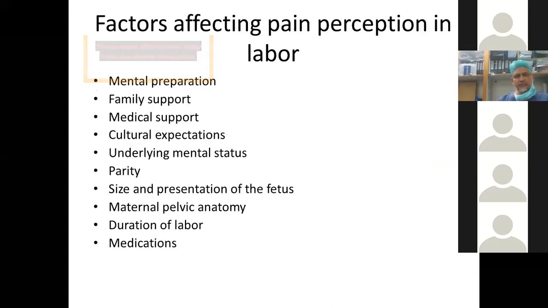Factors affecting the pain perception in labor: mental preparation, family support, medical support, cultural expectations, underlying mental status, parity, size and presentation of the fetus, maternal pelvic anatomy, duration of labor, and medication she is on.